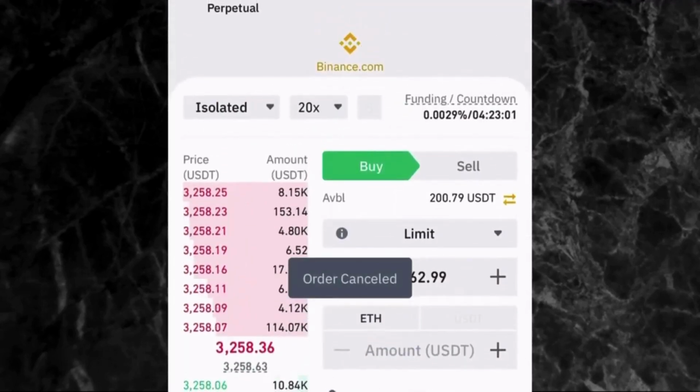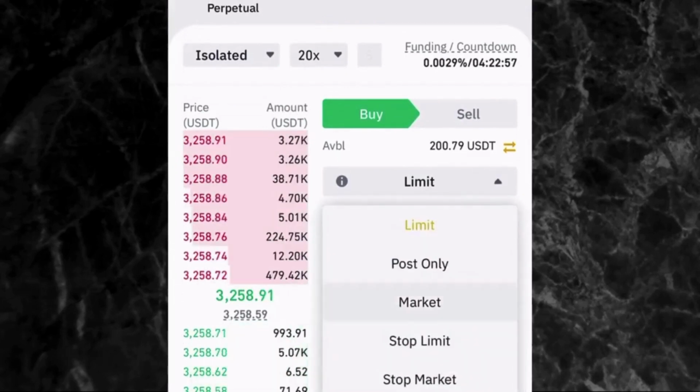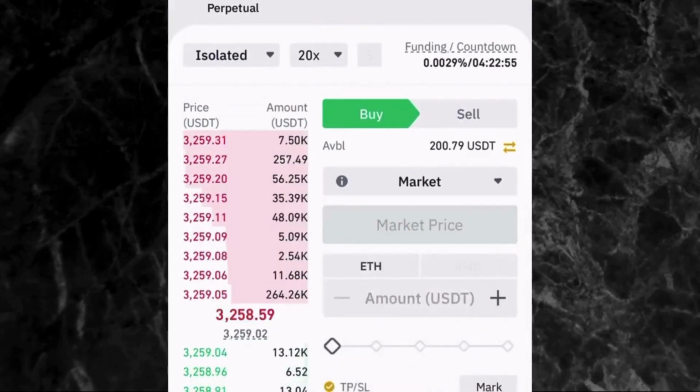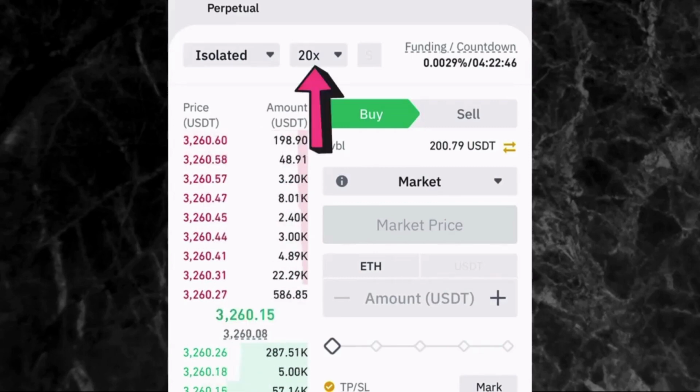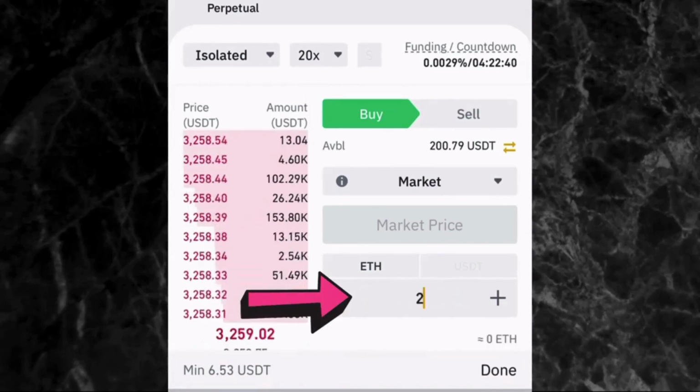So once you cancel it, you have $100 back. And then you come here to where you have limit, and then you tap on market. So what this means is that you're entering the trade instantly. You're not waiting for the market to come down to enter the trade. You're entering immediately. And then the next thing, pick your leverage. We've already picked 20x leverage. And here, I want to enter the trade with $100. So 100 times 20, don't forget, that's $2,000.